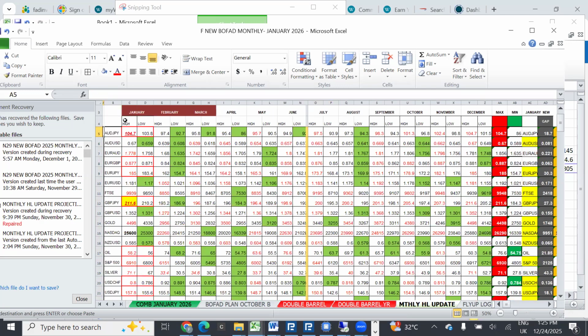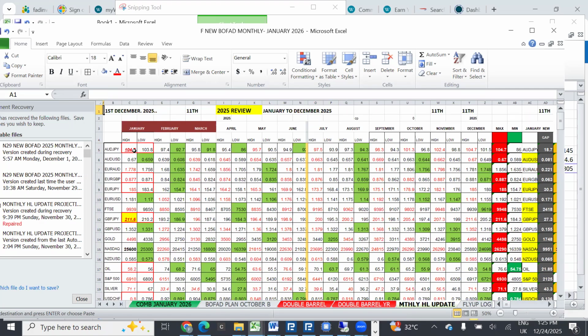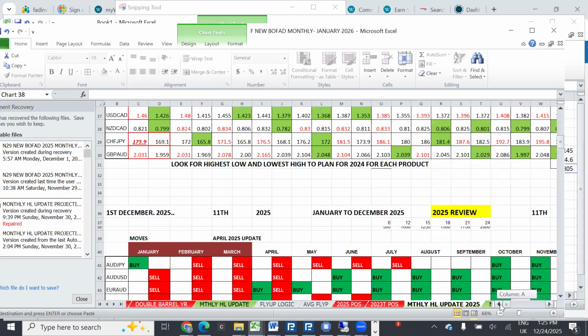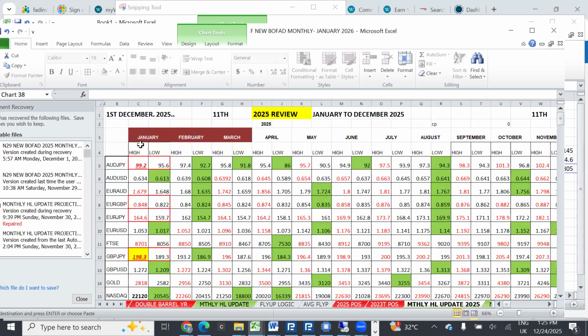Here we have information from the beginning of the year. We have the highest and the lowest prices for each of the months, as they occur. That's how this happens, although I think I changed this for 2025. So let me go to 2025. Yeah, okay, so this is the information for 2025. Let me see if I updated.